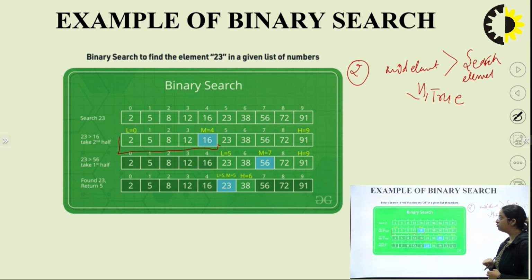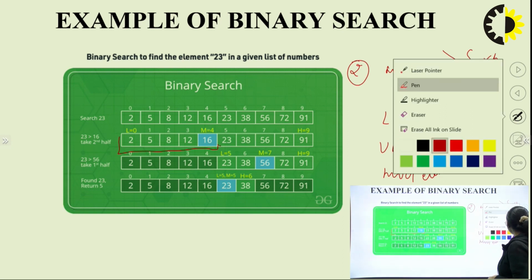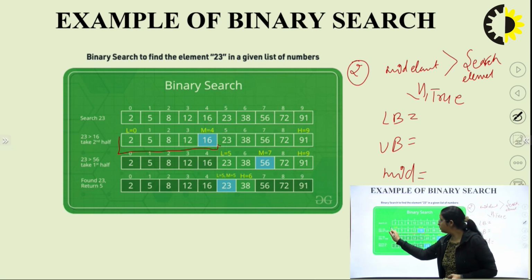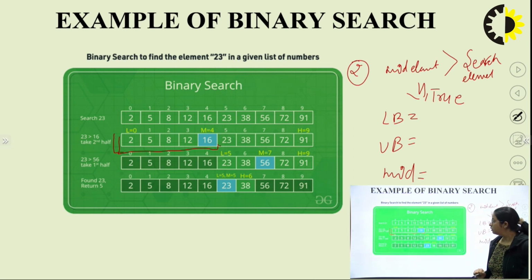So for that, we again have to calculate the mid. For mid, we need a lower bound and an upper bound, because we have to calculate the mid position again. So what is the lower bound here? In this particular array, the lower bound is 0. And what is the upper bound?